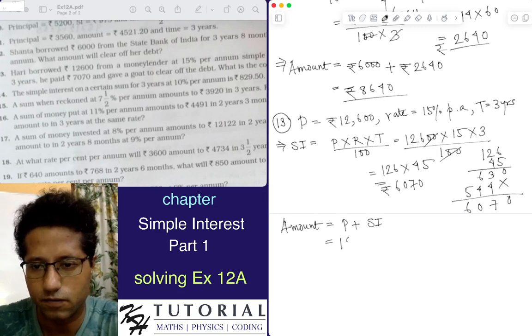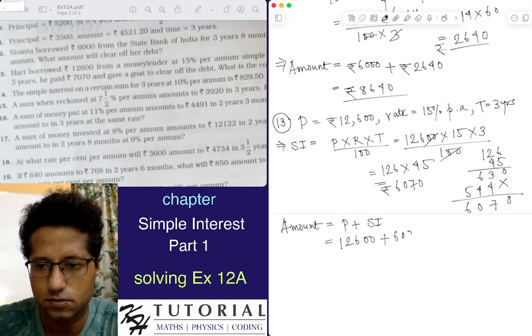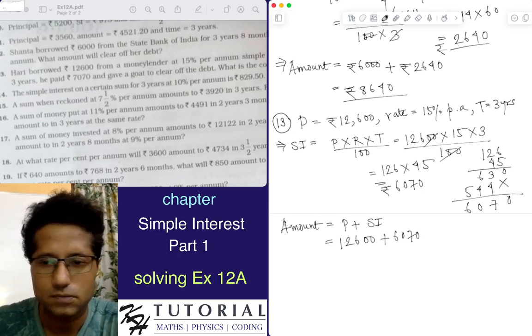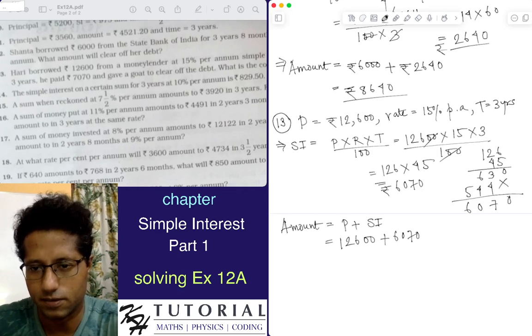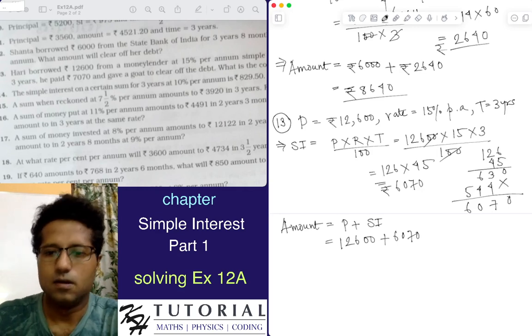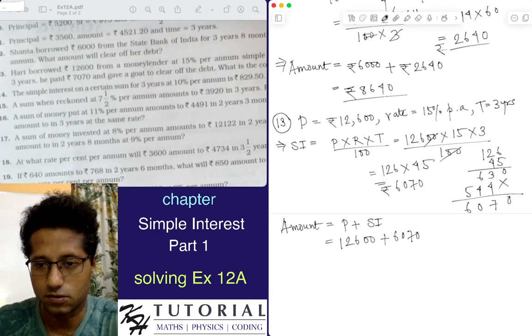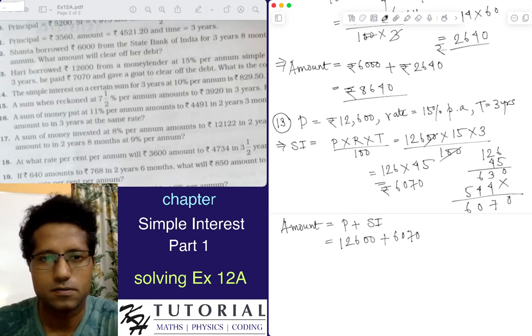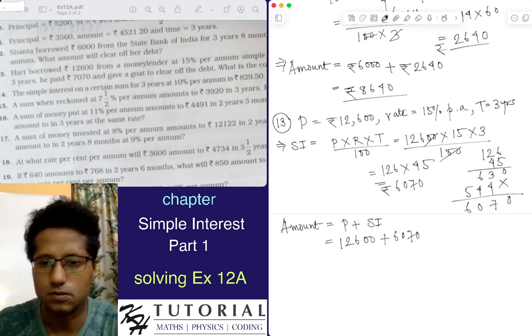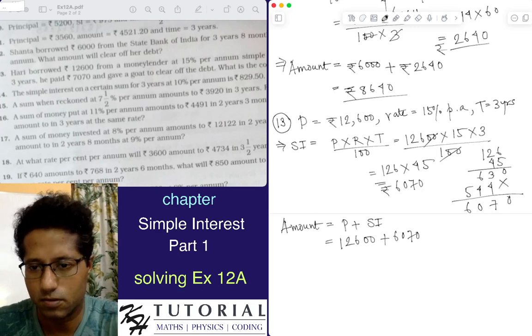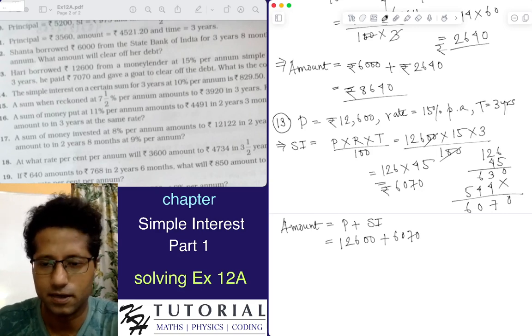So this is 12,600 plus 6070. Okay, now you can see that Hari paid 7070 and we have 12,600 plus 6070. Please do not do this addition immediately, because the amount Hari paid is 7070. So this is the total amount that Hari needs to pay back to the money lender.